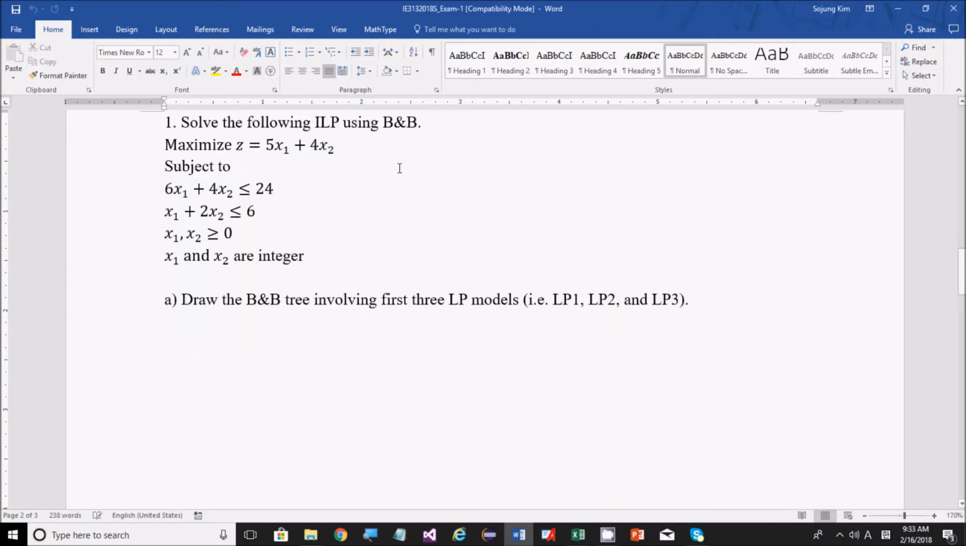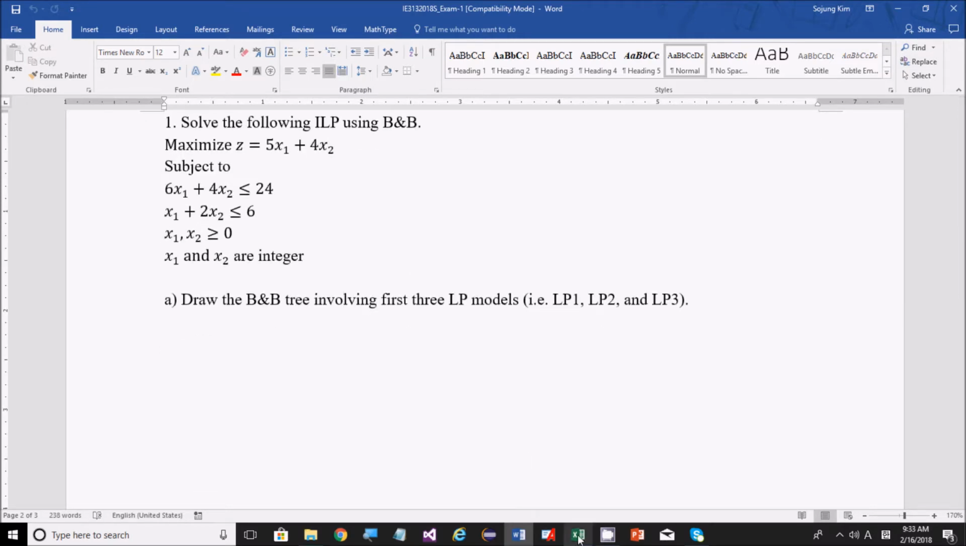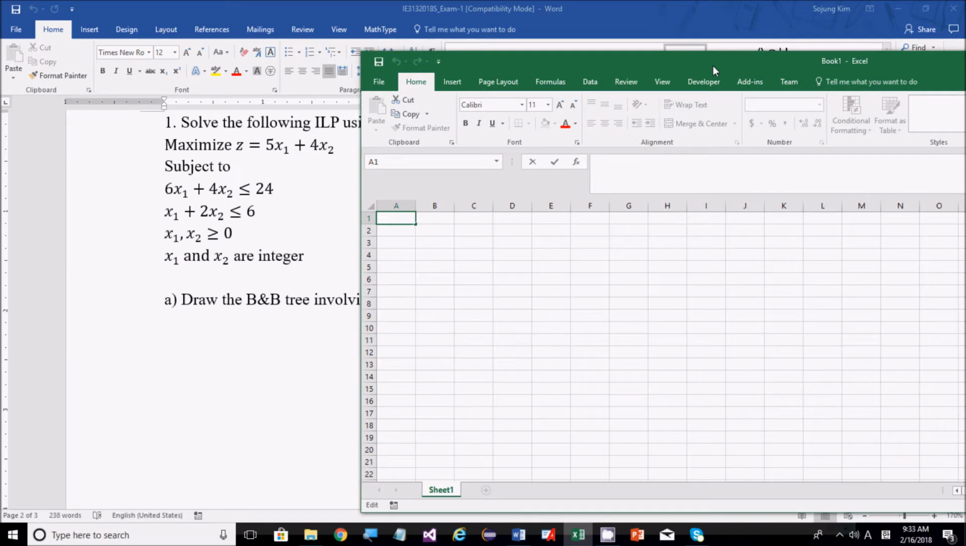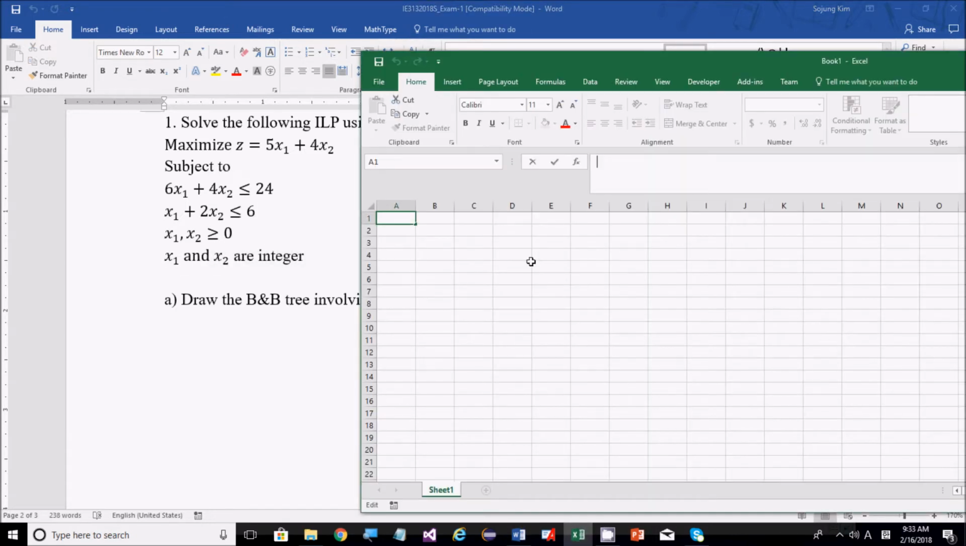And here, easily you can just use a solver to get the solution, but this time you have to use a branch bound algorithm. So first of all, you have to eliminate the integer constraint because that's the first step of the branch bound algorithm. Initially, branch bound algorithm finds the solution from the LP model. Okay, so let's solve the problem.